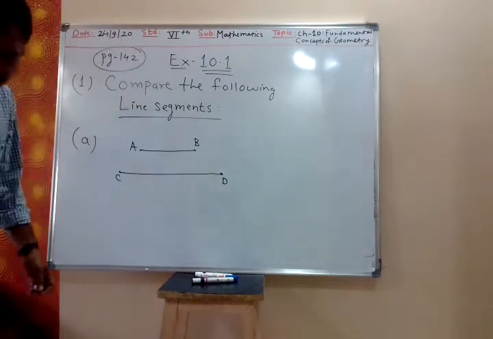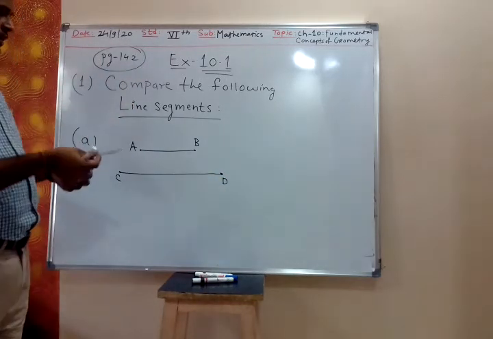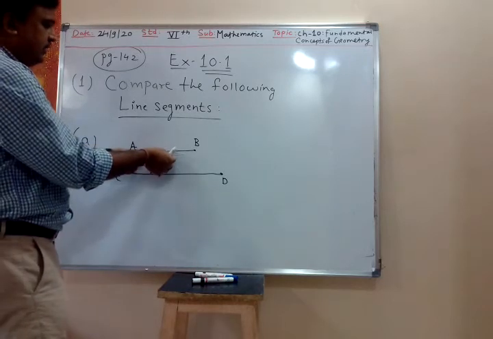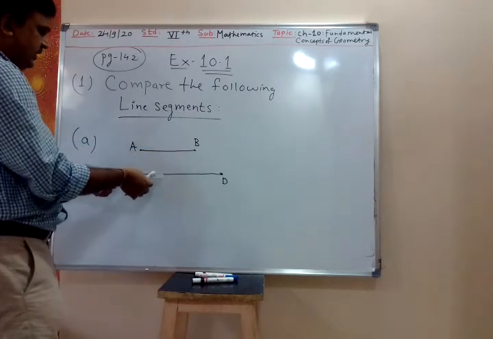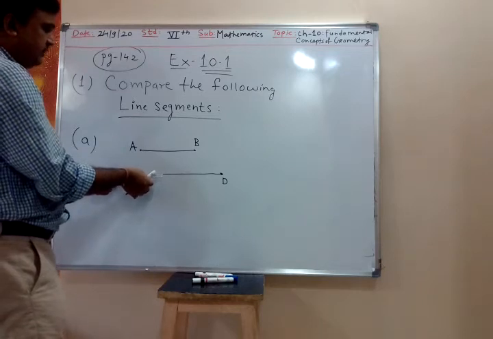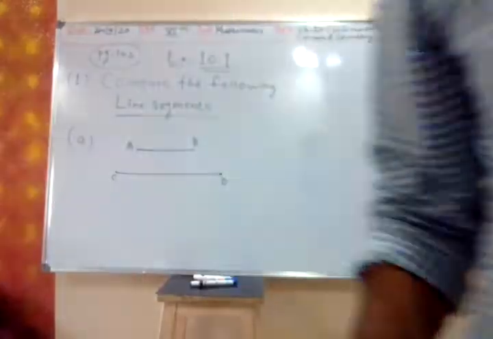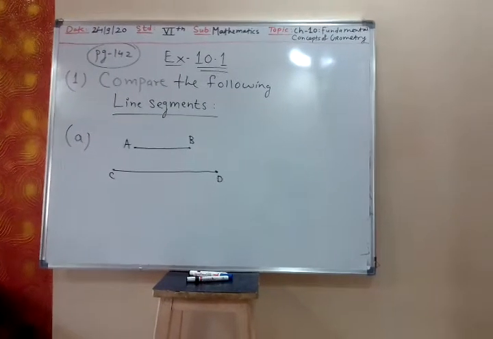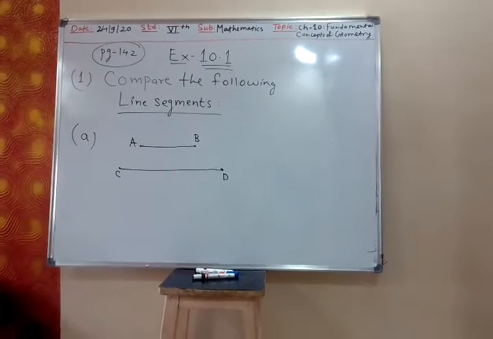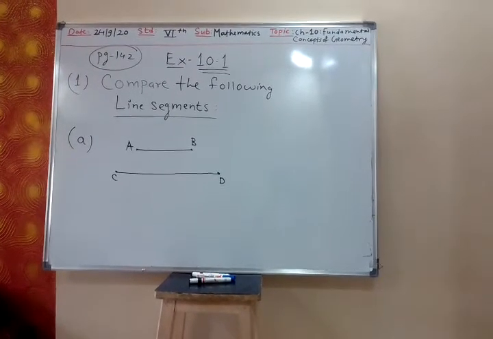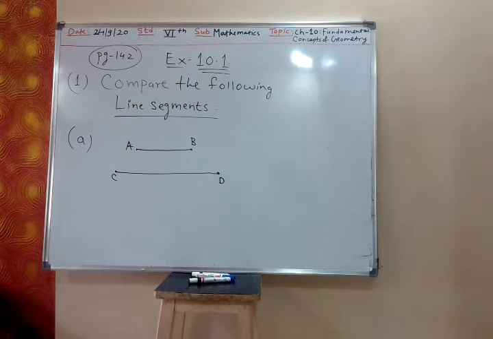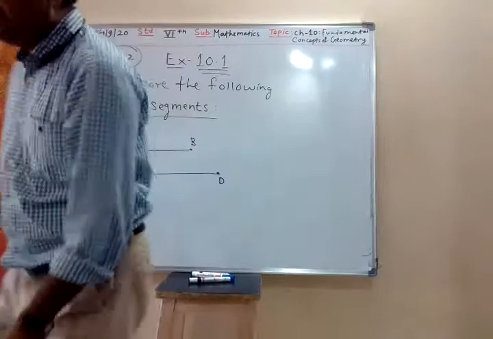With the help of a scale, use the geometry box. With the help of a scale, you draw one line, line segment AB. Then use this ruler. Yes. Wait 1 minute. Now it is clear, right? Compare the following line segments. With the help of a scale, you draw one line segment AB.